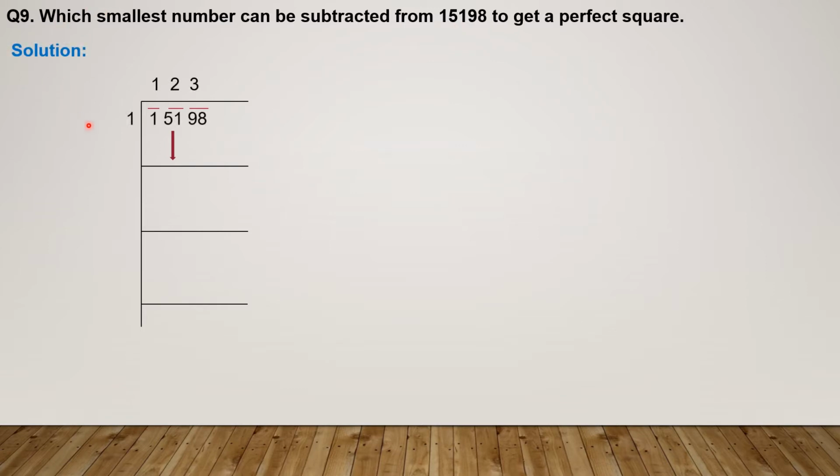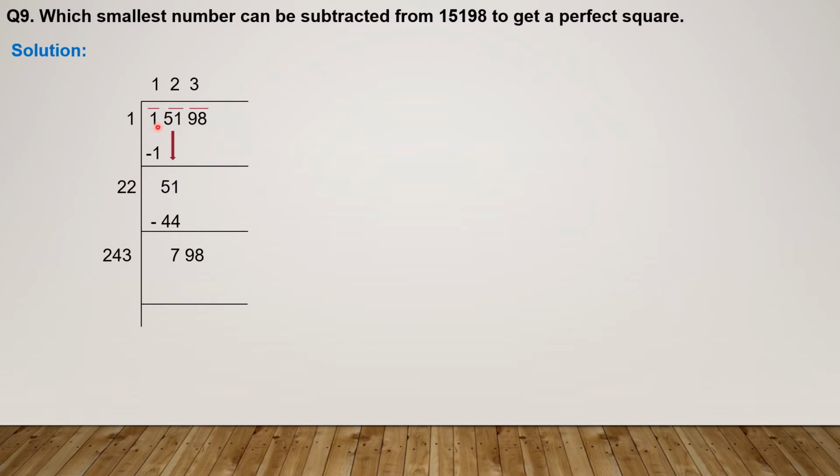Let's start the solution. First we will put the sign of square root and then we will write our number under it. Make pairs from right to left. In the first pair you have 1, 1 ones are 1, 1 minus 1, we have nothing. 51 will come down, and for 51 you have to make your new divisor. 1 plus 1, 2, and with 2 we have to guess 2. 22, 2s are 44, subtract these two values, we get 7, 98 will come down.